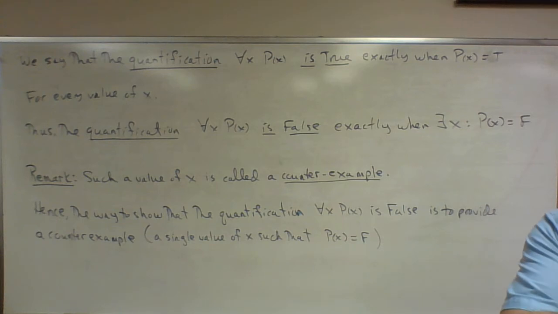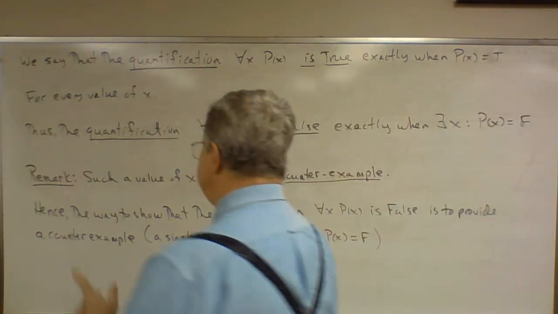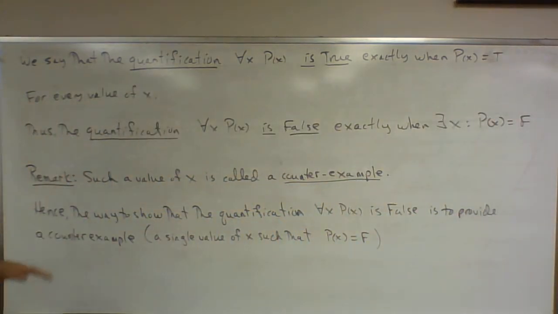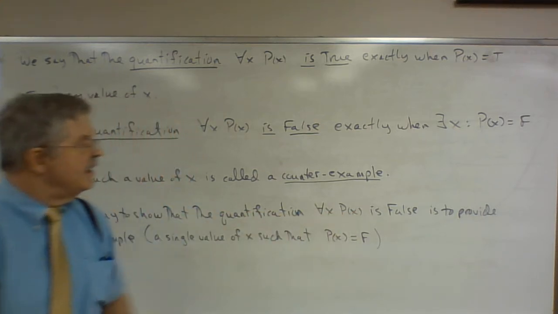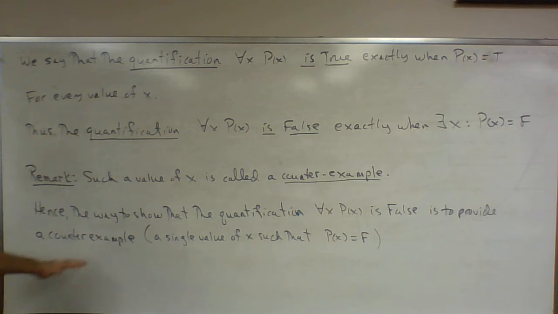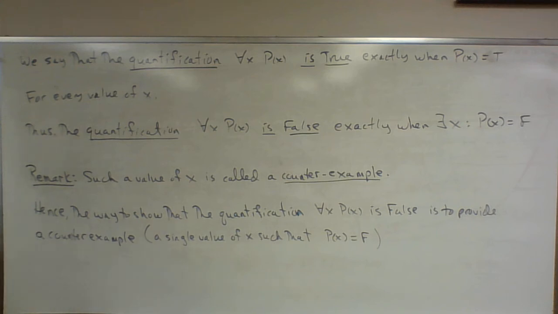And before I go any further, let's finish this. I'll add my statement at the bottom. Hence, the way to show that the quantification for all x, P of x is false is to provide a counterexample. A single value of x such that P of x is false. And this is very appropriate.